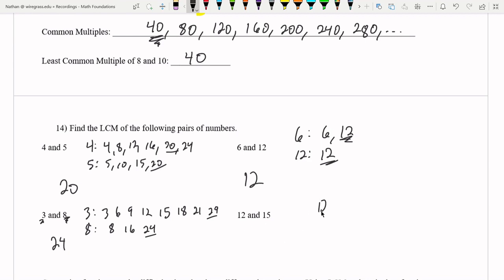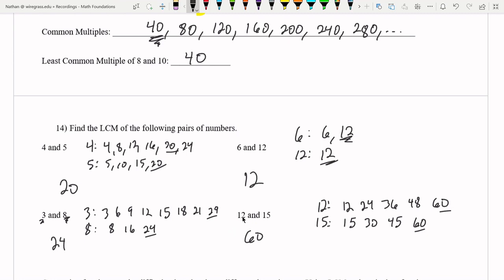This one's not too hard to list out. 12 times 2 is 24, then 36, then 48, and 60, and I'll stop there because I know that 60 is going to be a multiple of 15: 15, 30, 45, and 60. 60 is the smallest number that 12 and 15 can both divide evenly. They're both factors of 60.